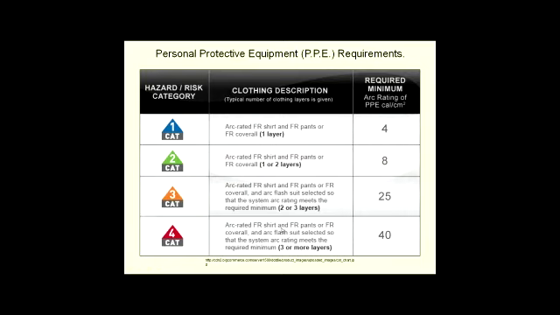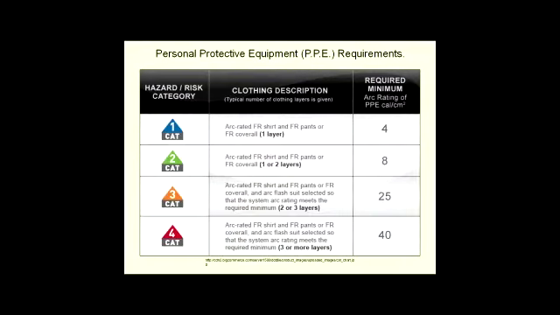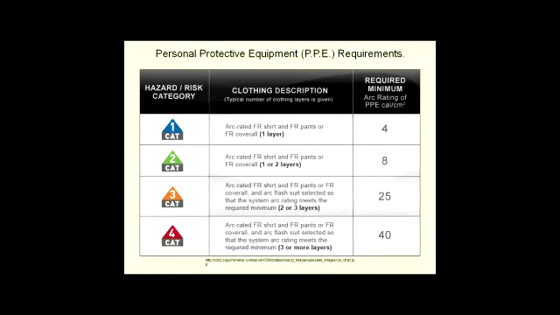arc-rated flame-resistant shirt and flame-resistant pants or flame-resistant coverall, and arc flash suit, selected so that the system arc rating meets the required minimum, 3 layers or more. And that is supposed to withstand 40 calories per centimeter squared. So imagine holding 40 cigarette lighters on your finger for 1 second. It's going to give you a lot more burn than just one. Well, 40 times more than one. Okay? All right.